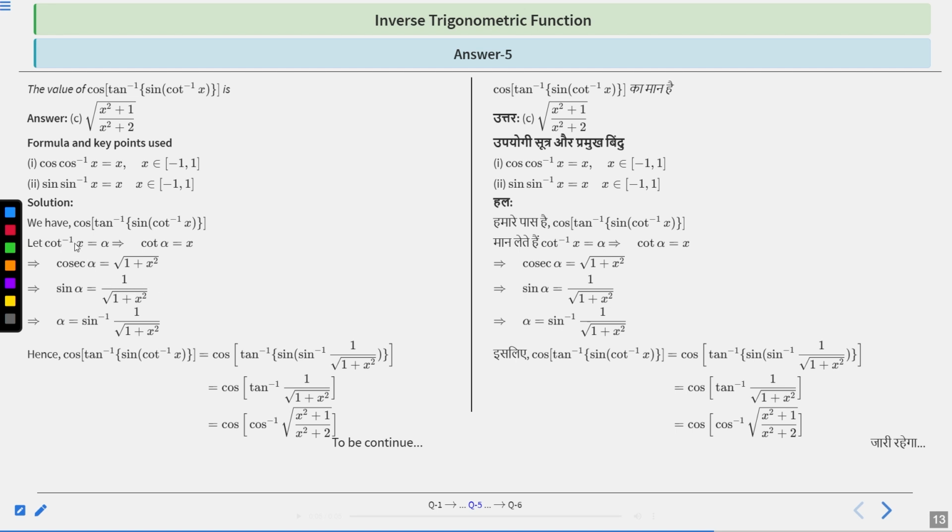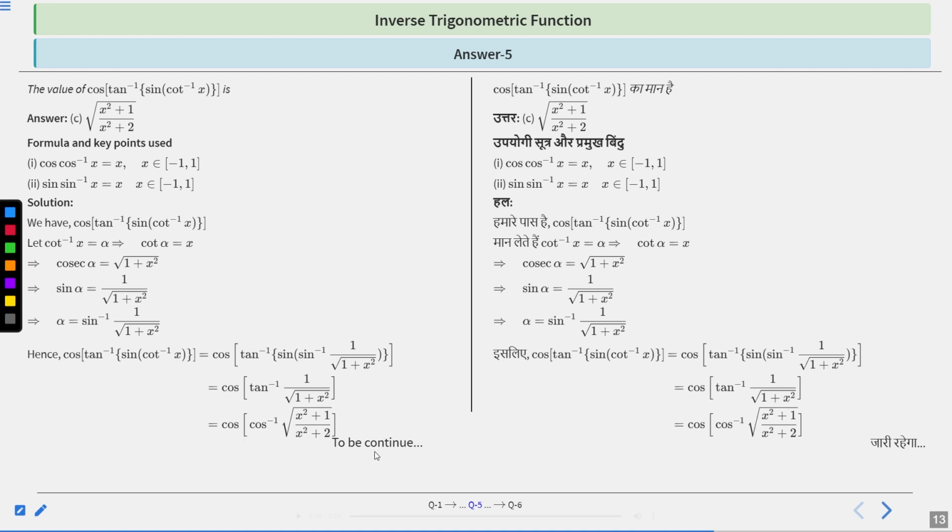Let cot inverse x be equal to alpha. Therefore, cot alpha is equal to x. Therefore, cosec alpha is equal to root over 1 plus x square, right? Therefore, sin alpha is equal to 1 by root over 1 plus x square. Now, alpha will be equal to sin inverse 1 by root over 1 plus x square. Hence, cos of tan inverse sin cot inverse x is equal to cos of tan inverse sin inverse 1 by root over 1 plus x square. Therefore, it is equal to cos of tan inverse 1 by root over 1 plus x square.